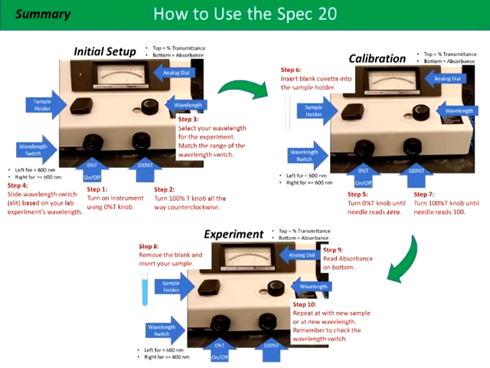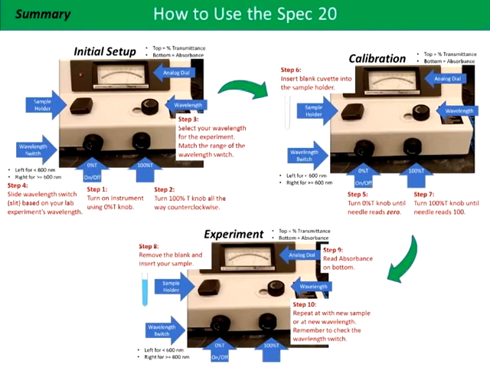Many of the experiments in general chemistry laboratories are carried out using a Spec-20, which is an older instrument. The newer model is called a Spec-20D, which is digital, but the Spec-20 has an analog readout. We show you here a brief summary of how to use a Spec-20. For more details on how to use a Spec-20, see my other YouTube video on this subject.